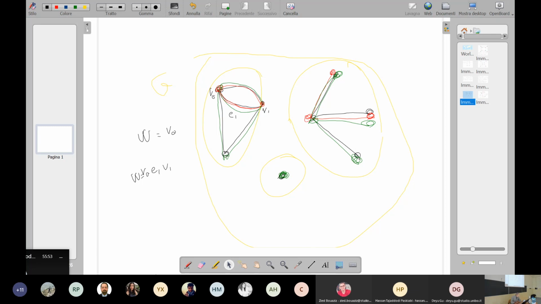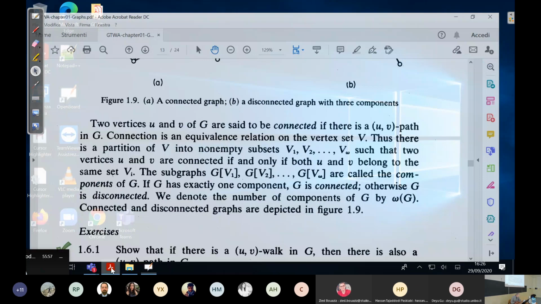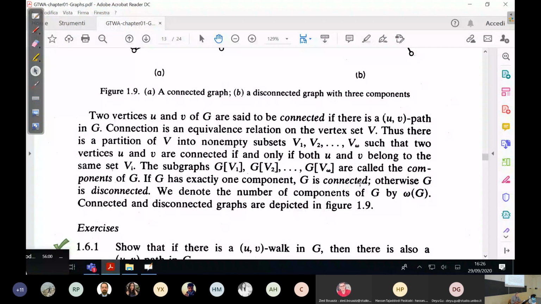Okay, so let's go back to the definition, because I also gave an alternative definition of component. First of all, very important, we are in a graph. Two vertices U and V are said to be connected if there is a UV path in G, meaning a path which has origin in U and terminus in V.